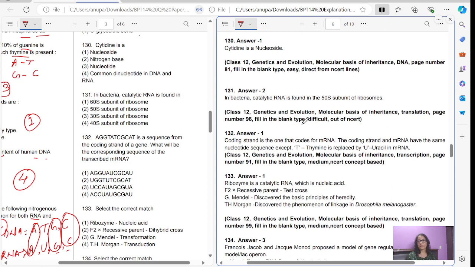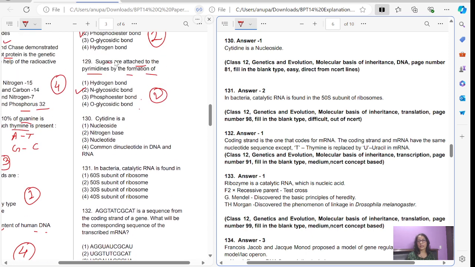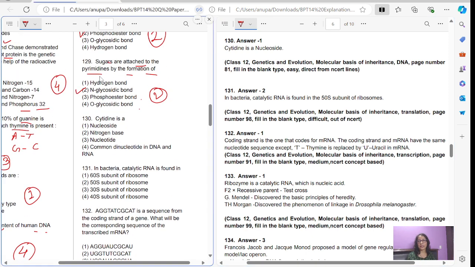Now question number 130. It states that cytidine is... I have just explained that when sugars are attached to the pyrimidines with the help of an N-glycosidic bond, they are known as nucleosides. Examples of nucleosides are cytidine, uridine, thymidine, etc. Here the options are nucleoside, nitrogen based nucleotide, common dinucleotide in DNA, RNA. So the answer will be nucleoside. Cytidine is a nucleoside, so option 1 will be the correct answer.